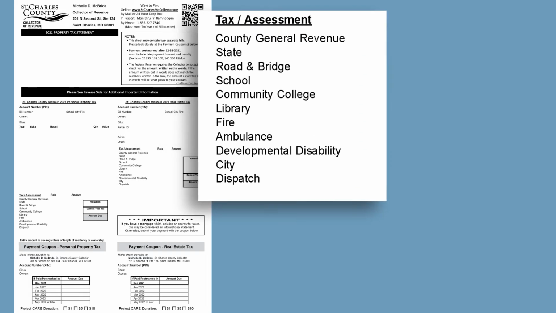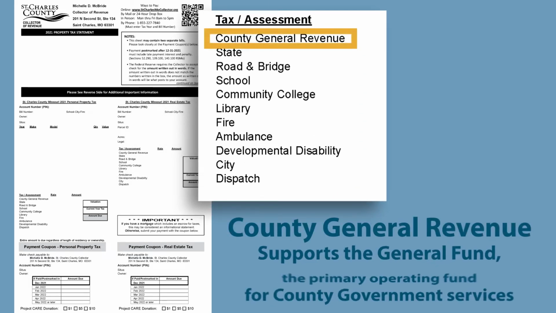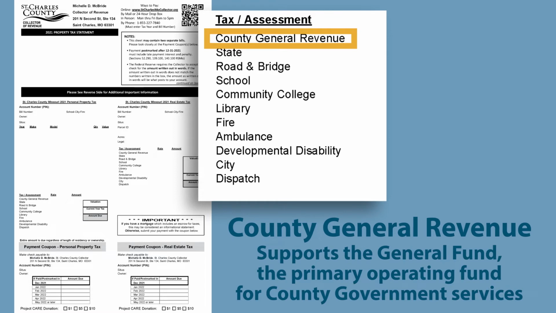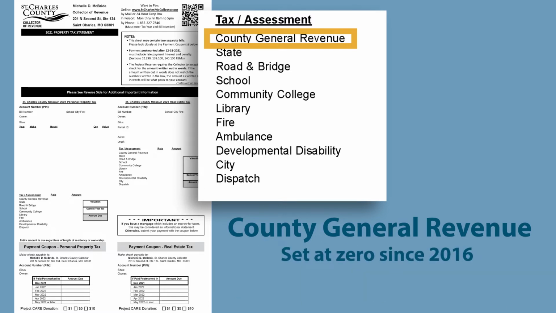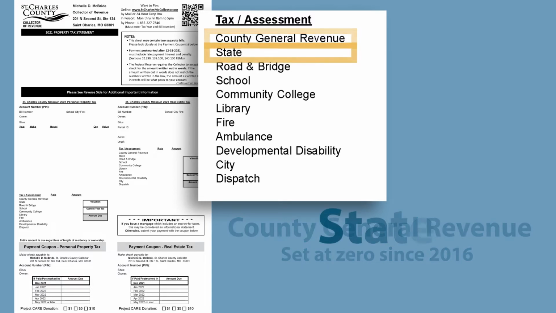County General Revenue is the amount you pay to the St. Charles County Government General Fund. This is the primary operating fund for county government services. Currently, this rate is set at 0. Since 1993, general fund property tax rates decreased steadily and have been set at 0 since 2016. Statutory and constitutional limitations on our general fund property tax rate have resulted in the elimination of this tax.